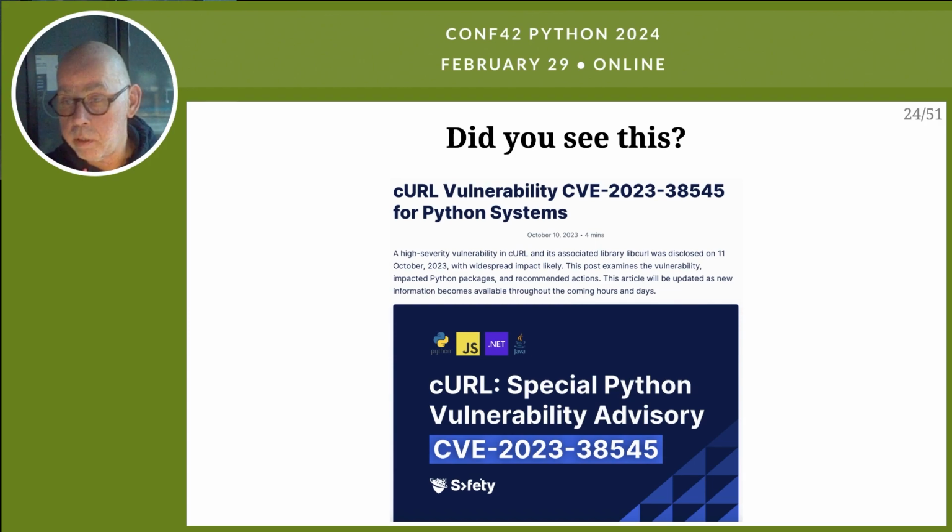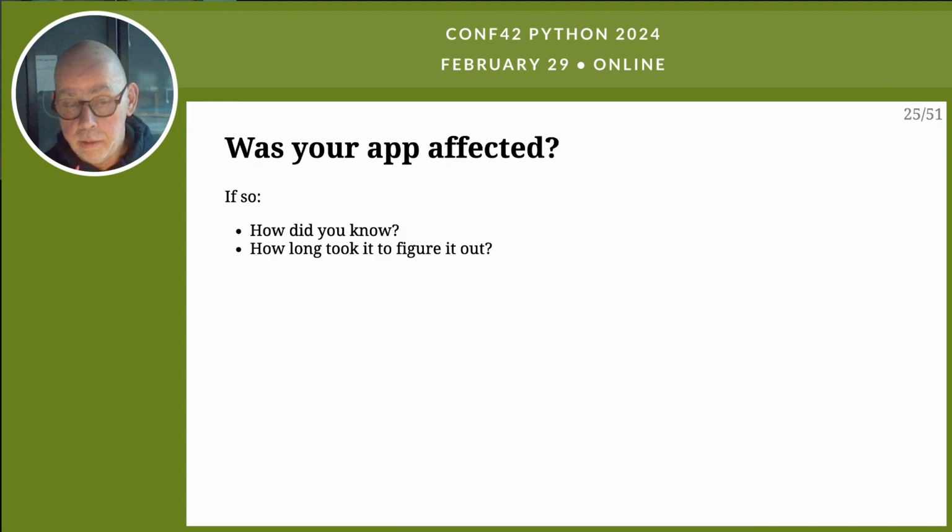You might have seen this announcement, where people tell you that there is a flaw in a curl library. If your application is using the curl library, you probably want to be able to easily identify if you have to fix this or not. Did you identify whether or not your app was affected? And if so, how did you figure it out? How long did it take you to figure it out? Was it easy to figure out?